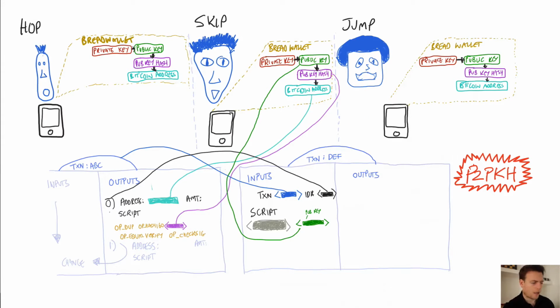Right, so here we are, and we have a scenario which might look a little bit complicated at first glance, but I promise you it isn't. What's going on in this diagram is that we have three fellows: Hop, Skip, and Jump. And we're going to describe a very simple scenario where some Bitcoin is transferred from Hop to Skip in one transaction, and then from Skip to Jump in a second transaction.